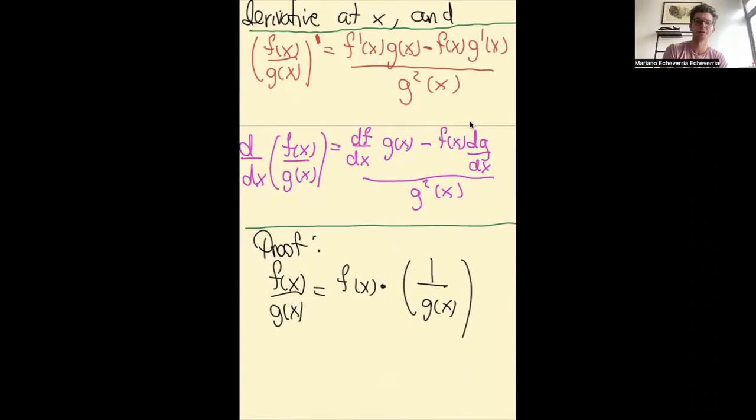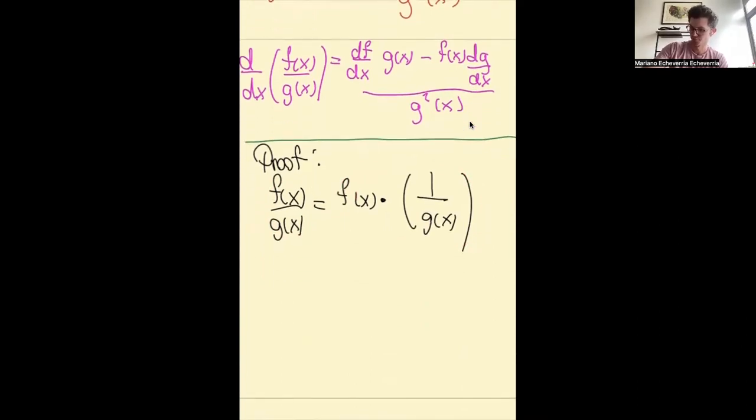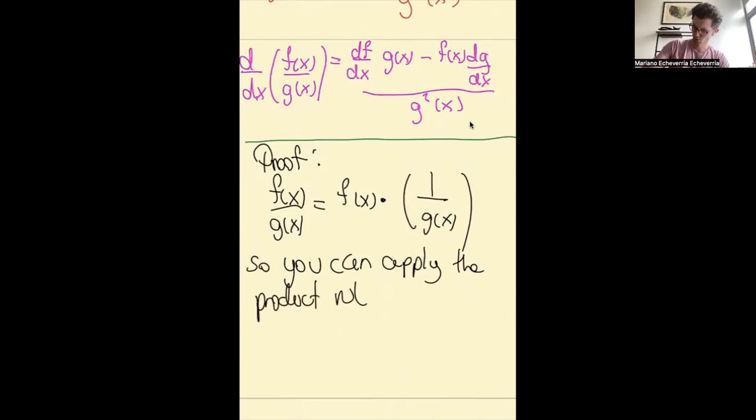Is that making sense with everyone? So what that means is that you can actually apply the product rule here. So you can apply the product rule, because now, thanks to what we did before, we know the derivative of this, and we had seen the product rule last time. Is that making sense?